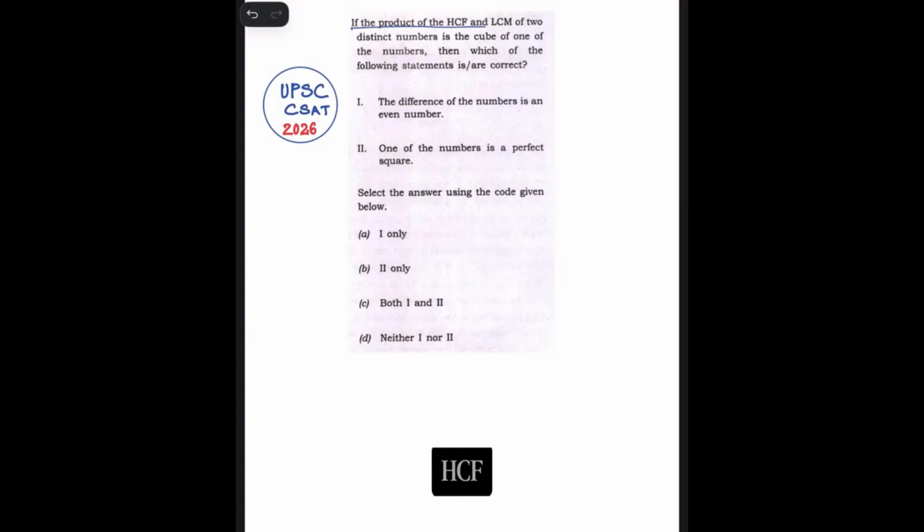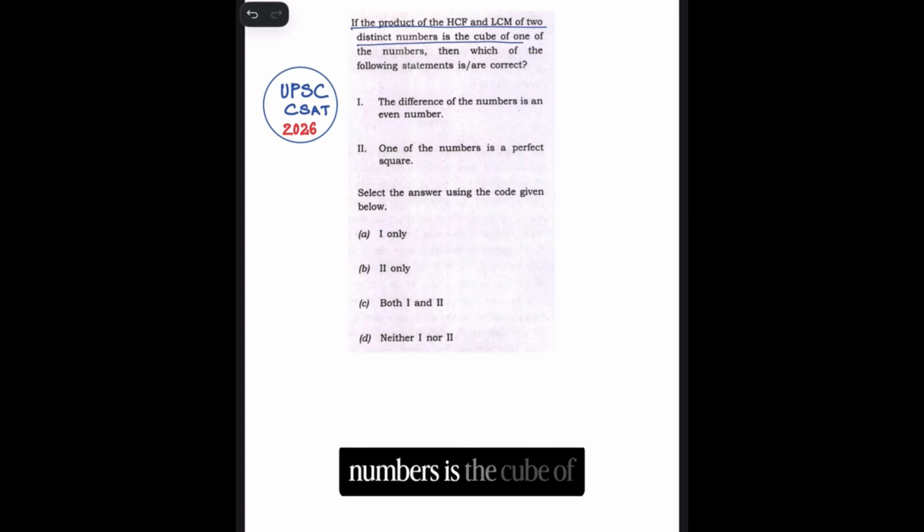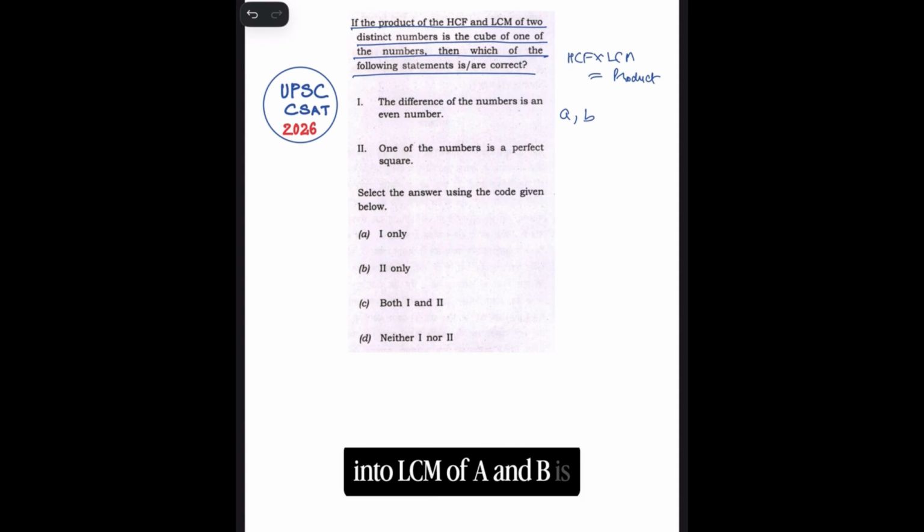If the product of the HCF and LCM of two distinct numbers is the cube of one of the numbers, then which of the following statements are correct? So before reading the statements, let's understand the concept first. The concept is HCF into LCM is equal to the product of the numbers, which means that if there are two numbers A and B, then HCF into LCM of A and B is equal to AB. So let's read the question.